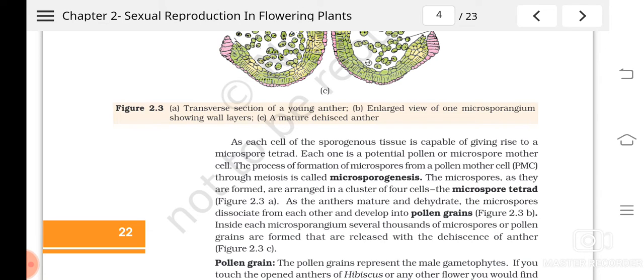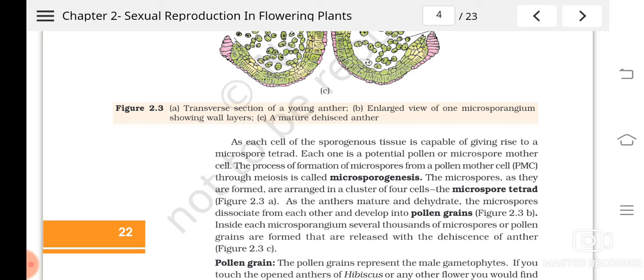Now, the process of formation of microspores from the pollen grain mother cell is called what? Microsporogenesis. And in this, what happens? The pollen grain mother cell undergoes meiosis and produces 4 cells. Each of these is capable of forming pollen grains. When they form after meiosis, they will be in the form of a tetrad, and they separate to form pollen grains.